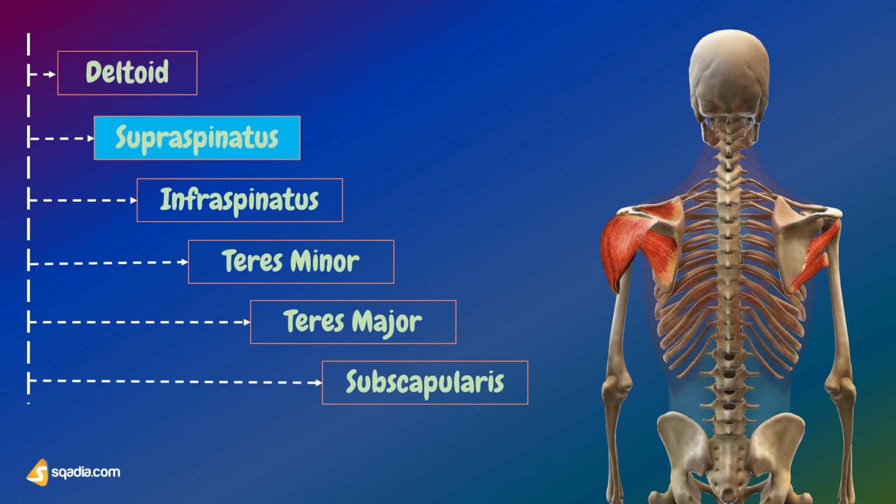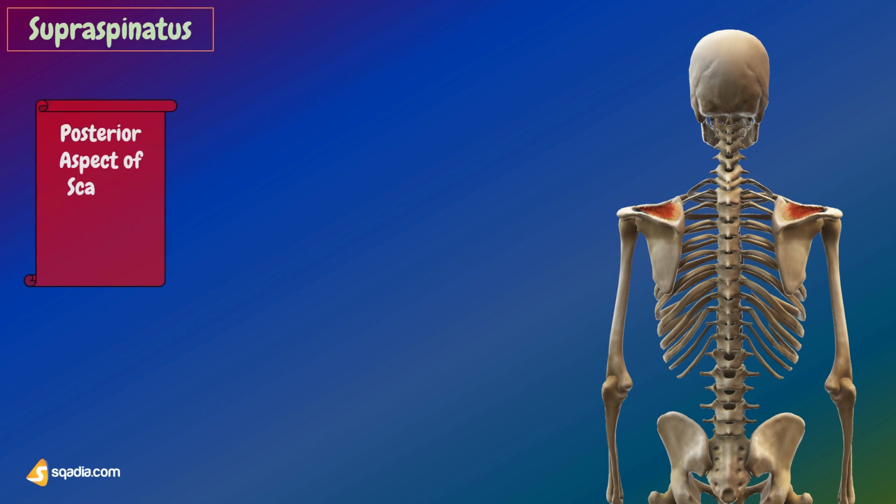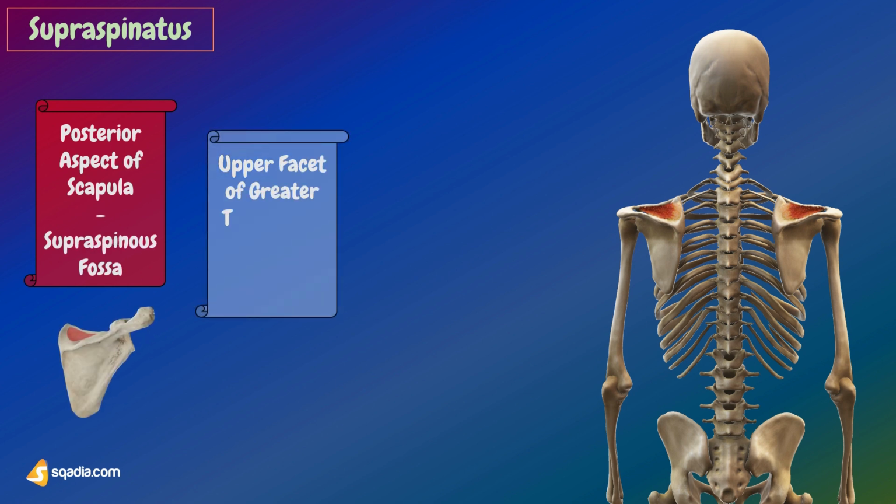We will now move on to the supraspinatus muscle. The supraspinatus muscle originates from the posterior aspect of the scapula, that is the medial two-thirds of the supraspinous fossa. As for the insertion, the muscle passes under the coracoacromial arch and is inserted into the upper facet of the greater tubercle of the humerus. Its fibers are also inserted into the capsule of the shoulder joint.